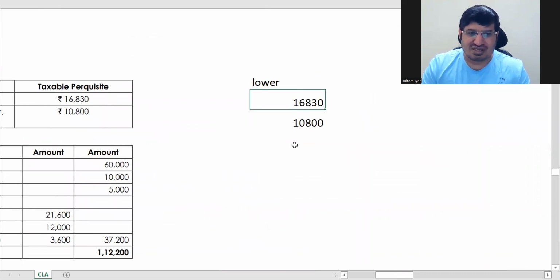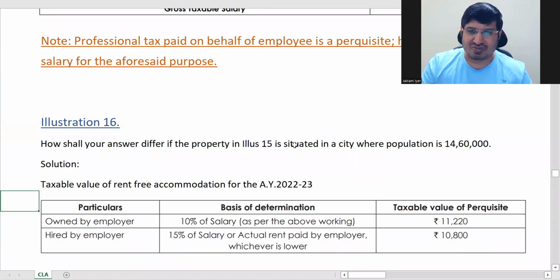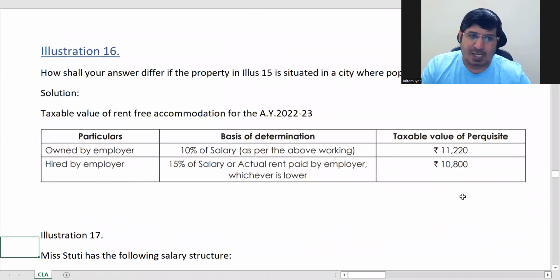Ye jo hai, this will change this percent to 10. Salary, everything will remain same. 10%. So this will become 11,220. And in second case, it will be lower of these two. It is still 10,800. Okay, 11,220 and 10,800. Okay, right. Plus, humne city change kar diya. So salary computation remains the same. We only change the city. Okay.